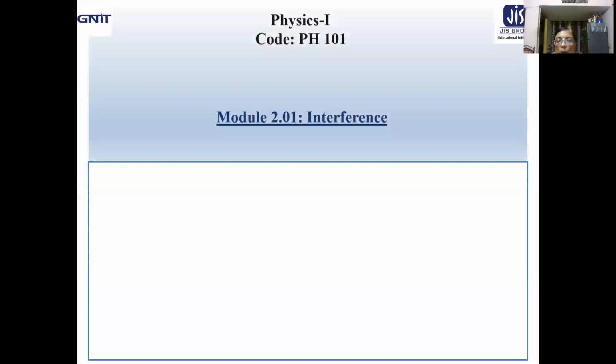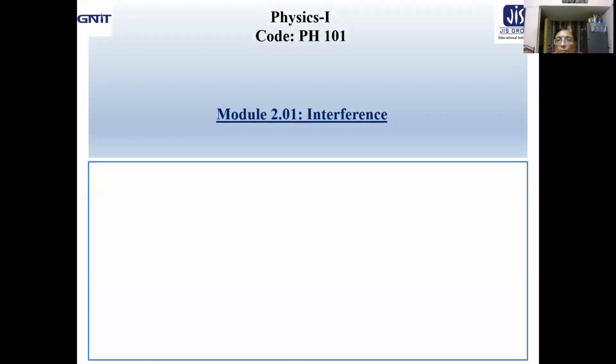Now you all know that for the last few sessions I am considering module 2, that is the classical optics of Physics 1. More specifically, we are doing right now submodule 2.01 in the form of interference. Today it is the last session on interference.